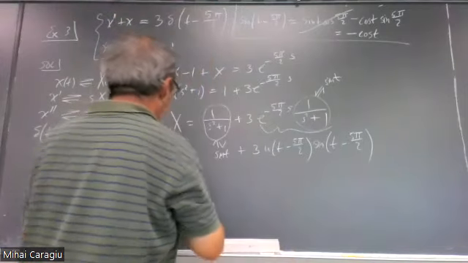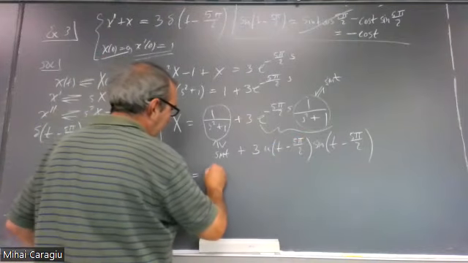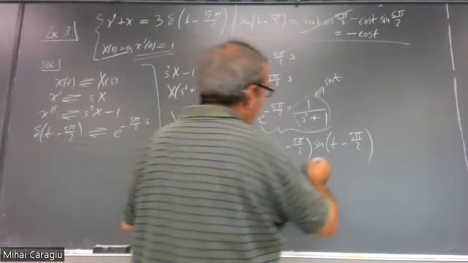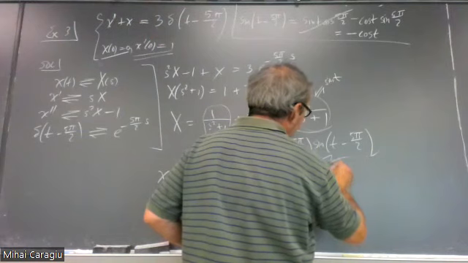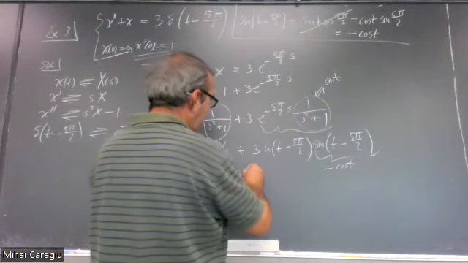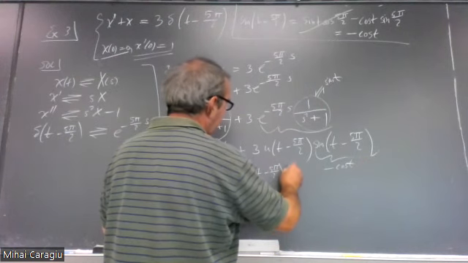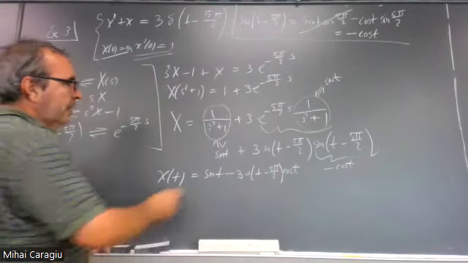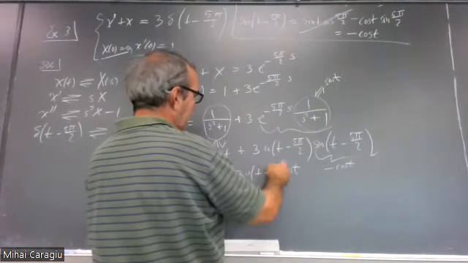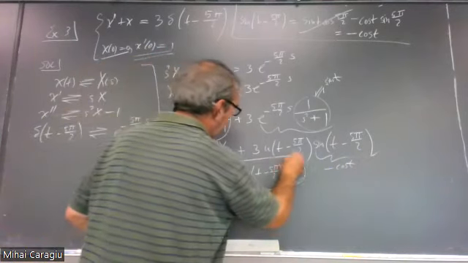So let me write down again. So small x of t is sine t, and sine of t minus 5 pi over 2 is minus cos t, as we discussed before. So what we got here? Sine t minus 3 u of t minus 5 pi over 2 times cos t. So circle this one, and next with the chart.